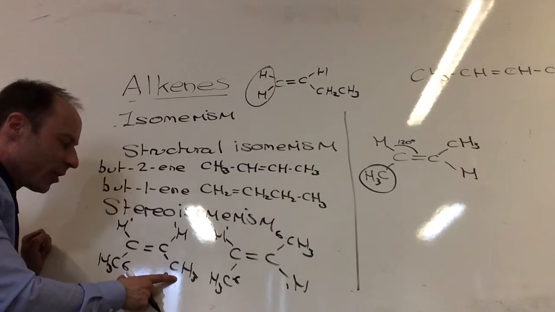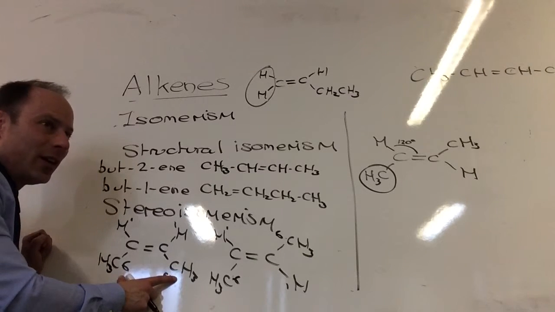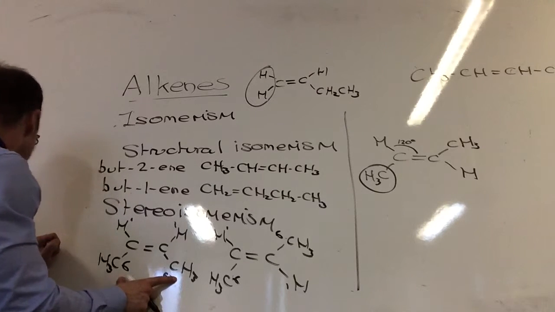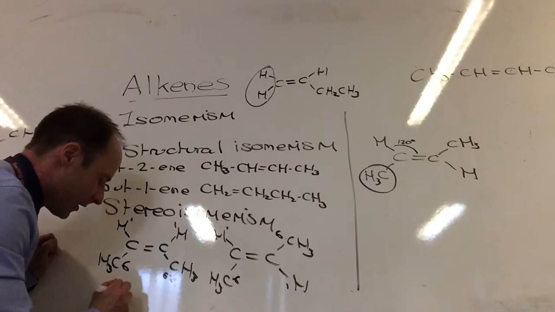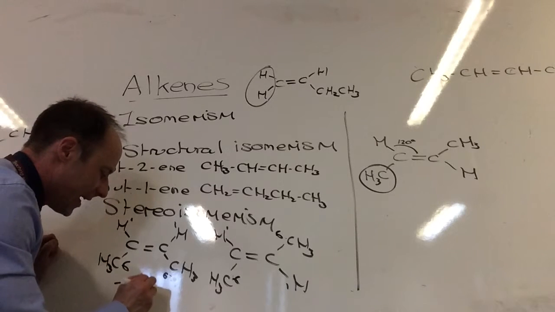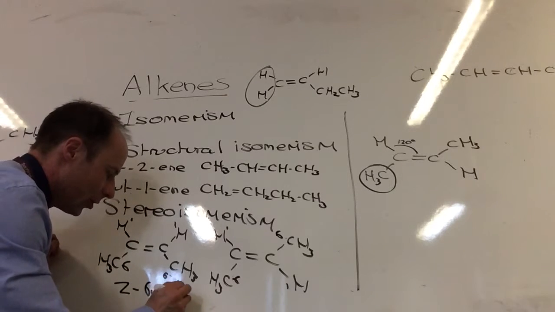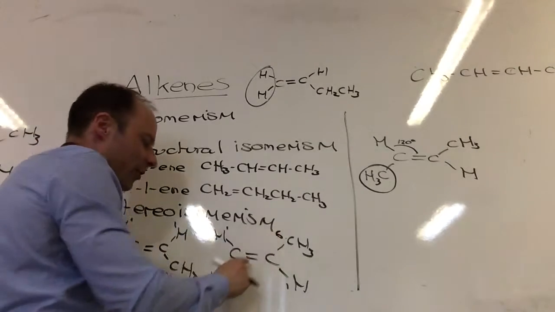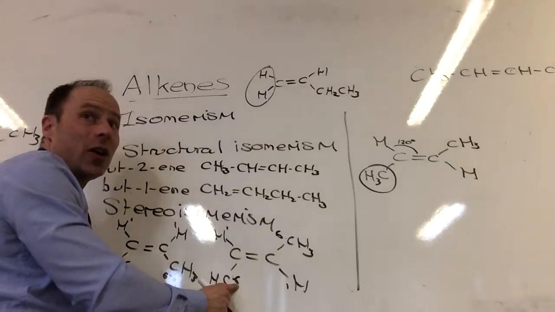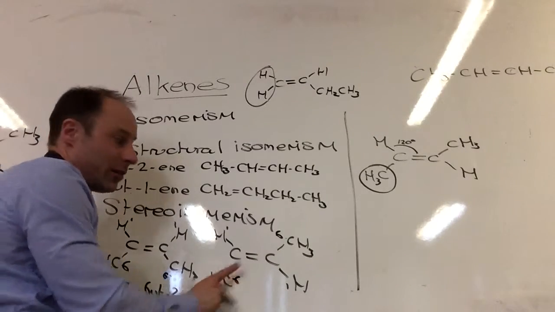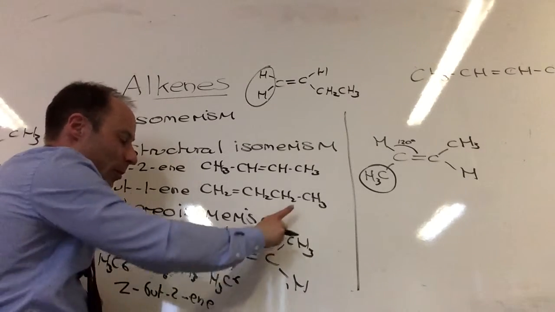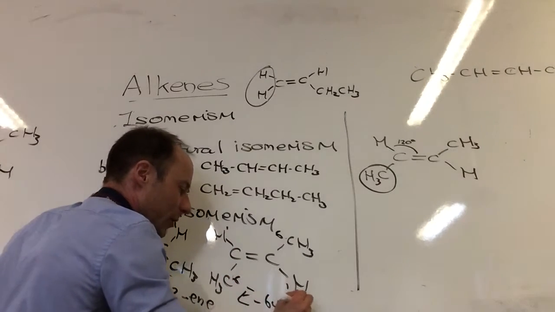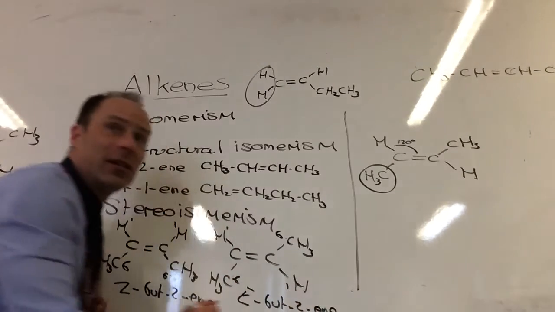Are my highest priority groups on the same side or different sides? They're on the same side. If they're on the same side, that would be called the Z isomer. So that would be called Z-but-2-ene. For this one, my highest priority groups are on opposite sides. They've got to see across that double bond. So this would be called E-but-2-ene, like so.